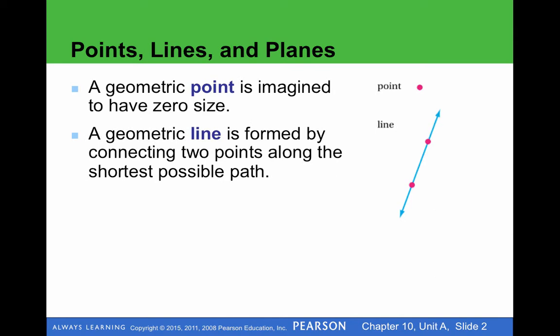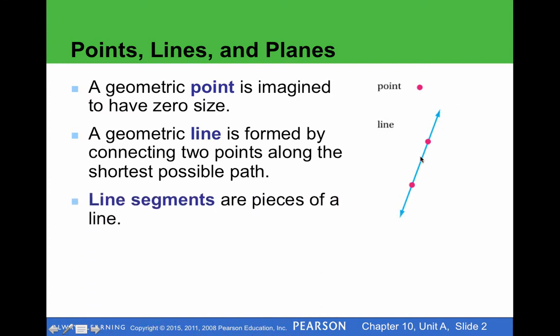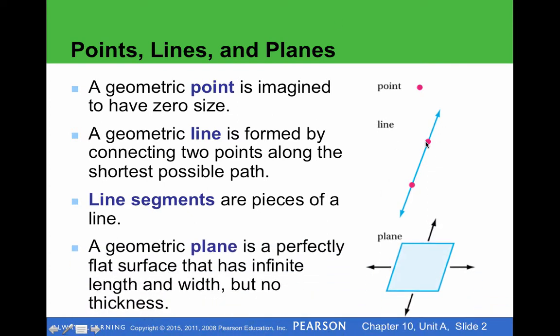A point is just a particular point in a plane. It's imagined to have zero size. A line is formed by connecting any 2 points to a straight line that goes on forever and ever. And line segments are just pieces of a line, like maybe from this point to this point. And then a plane is a perfectly flat surface that has infinite length and width but no thickness. So like a piece of paper or the wall is a plane.